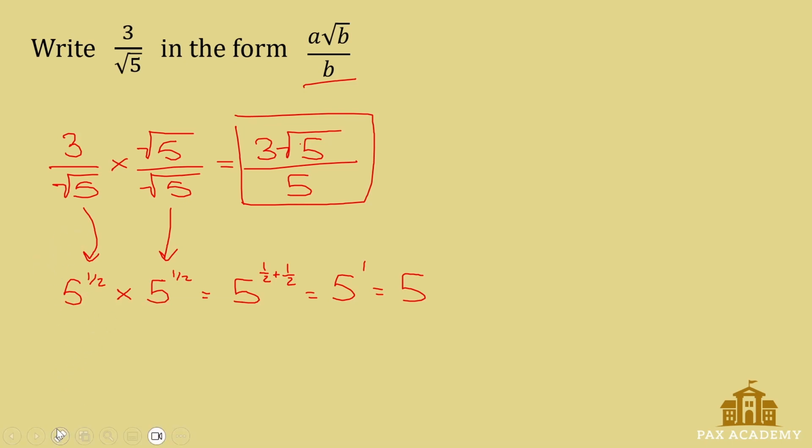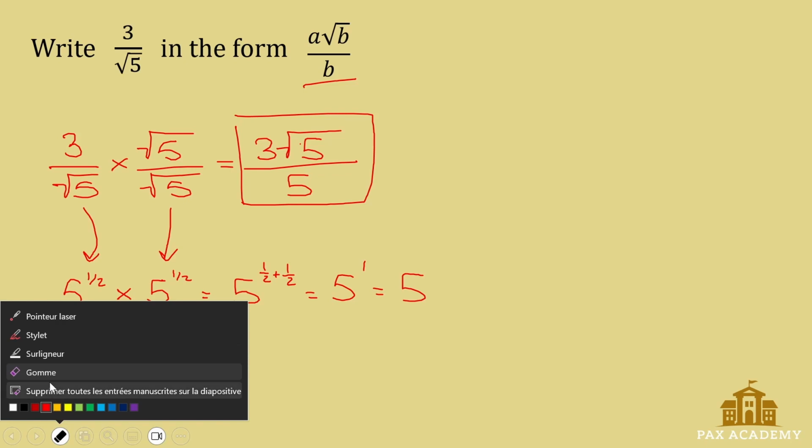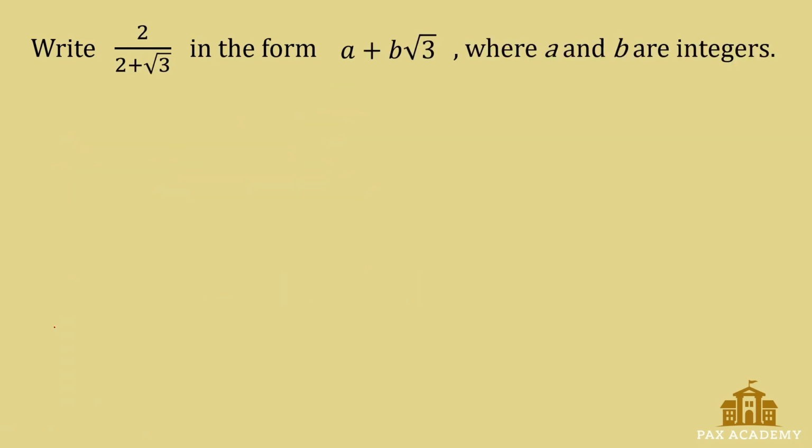Excellent. Right. Let's look at another example. This second example says write 2 over 2 plus square root of 3 in this form here, where a and b are integers. Okay. So as you can see here, this is a bit more complicated, right? Because the square root that's in the denominator isn't just by itself. There's also a number in front of it. Okay. So we have 2 plus the square root of 3. So let's see how we can deal with that.